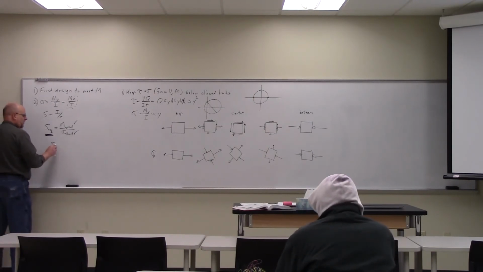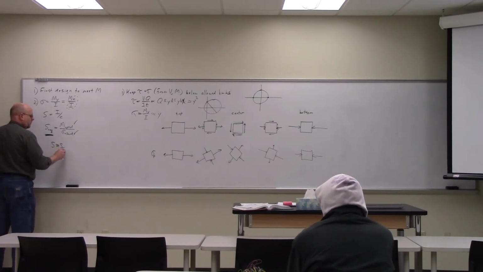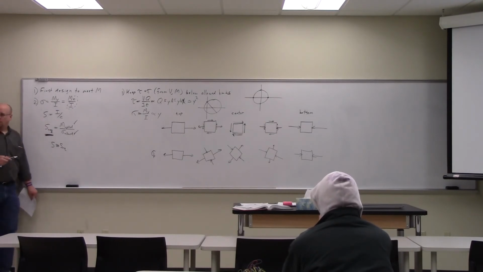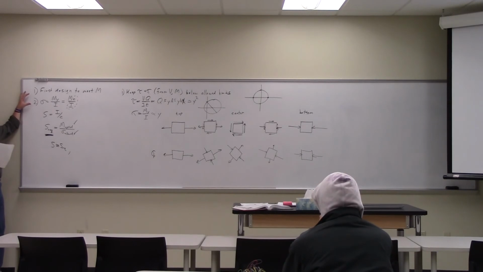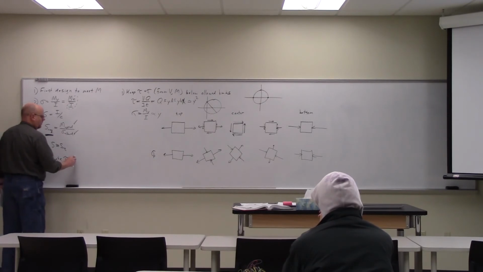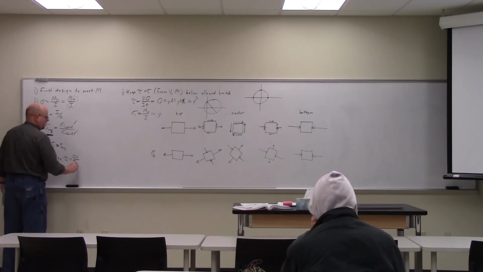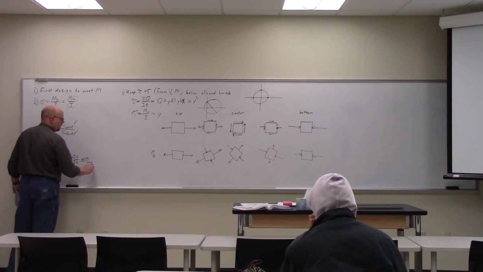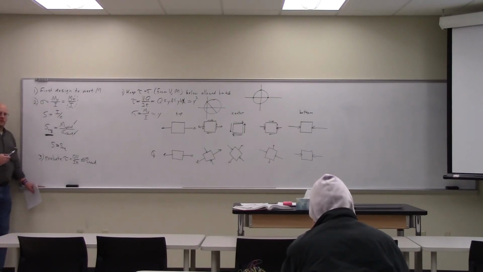So we want to find an S that's greater than or equal to the required S to make sure that it's going to be able to withstand the moment that we're going to apply to it. And then once we've designed first to meet the moment, the third step is to evaluate tau equal to QV over IT and make sure that that's less than or equal to the allowed shear stress.